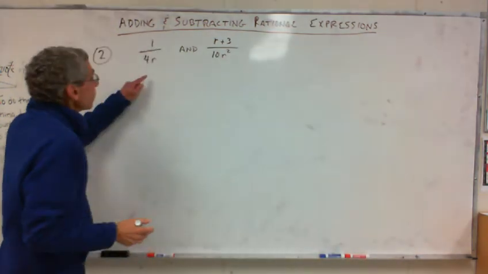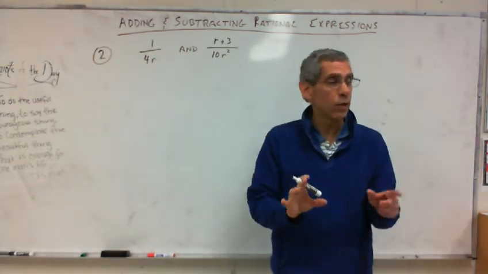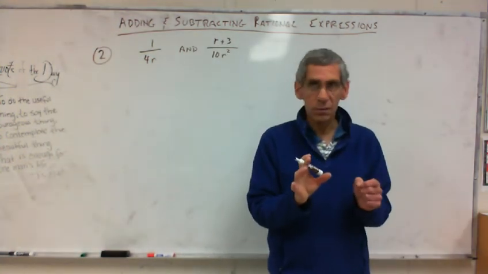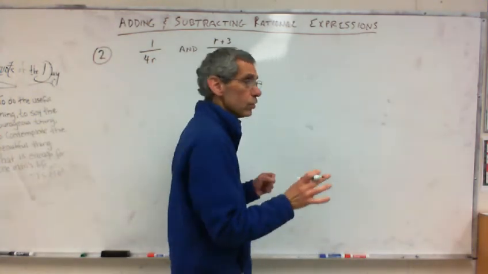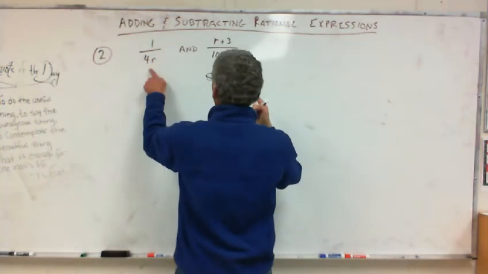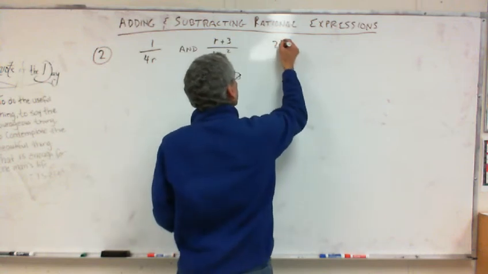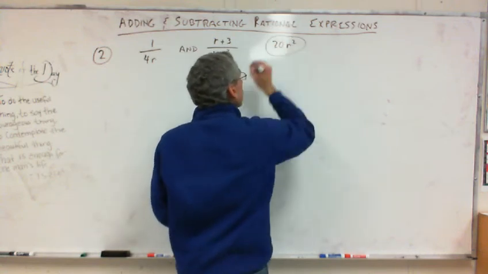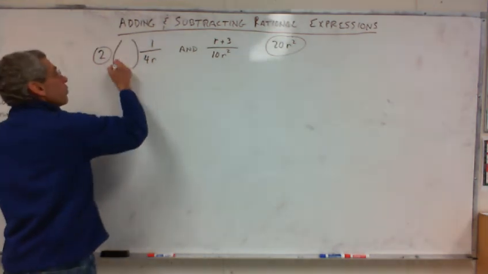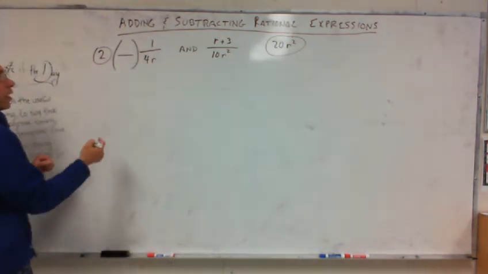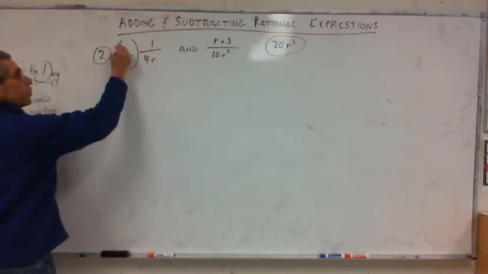So the thing is, this is what I recommend, and most people don't do what I recommend. Once you figure out what the lowest common denominator is, write it down and circle it so you know what you're looking at. I know 20 and I know r squared. I'm going to choose the r with the biggest exponent. So 20r squared is my lowest common denominator. So what do I have to multiply 4r by to turn it into 20r squared? 5r, right? So that means I have to put a 5r up here.